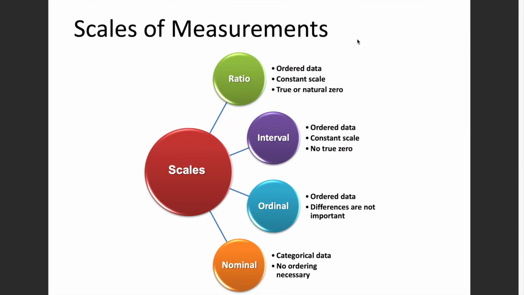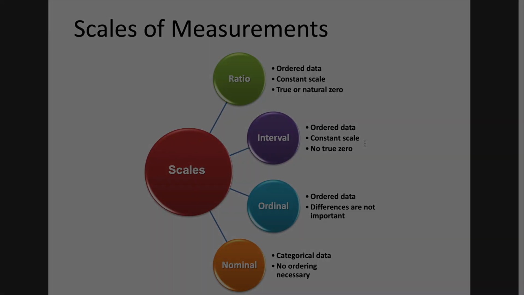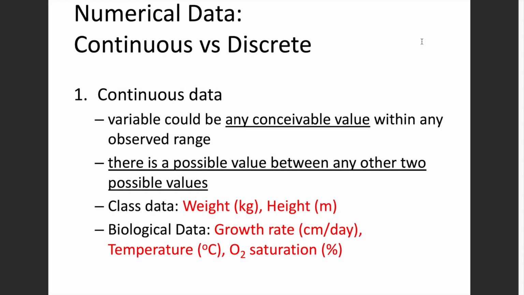So for the ratio scale, there's an ordered data, there's a constant scale, and a true natural 0. For our interval, it's an ordered data also. It's a constant scale, but no true 0. For our ordinal data, it's also an ordered data. There's ranking here, but the differences are not that important. For the case of the nominal measurement, we have a categorical data. No ordering is necessary for nominal types of data.